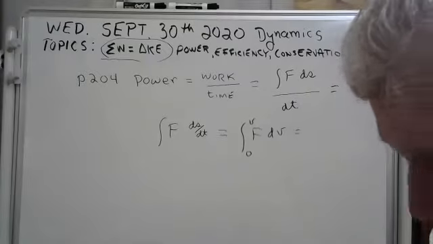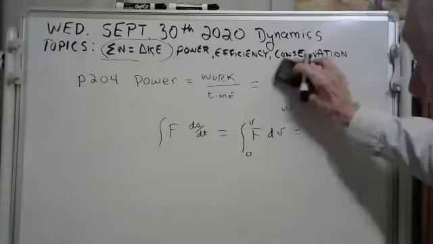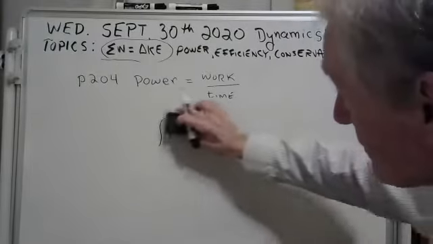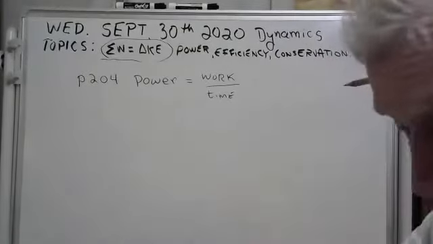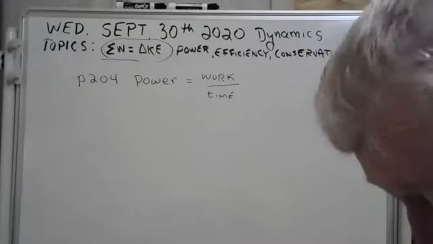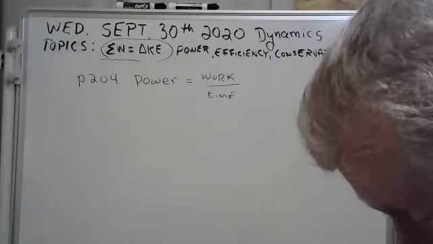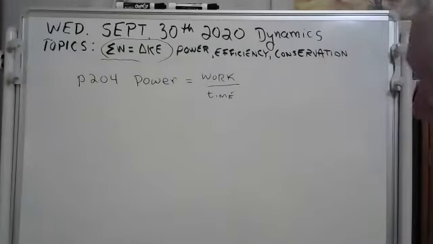What problem are we on? We're not doing a problem. We're talking about power right now. And well, if you integrate that, don't you just get force times final velocity? Well, that's what you're supposed to get. Yeah, that's what you're supposed to get. It's work per time.